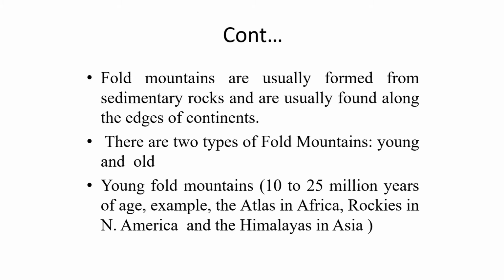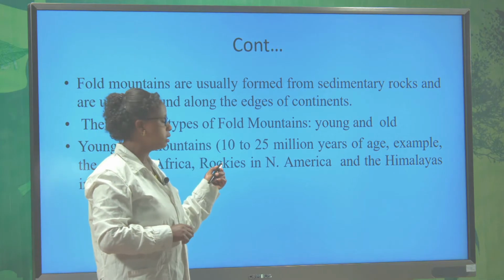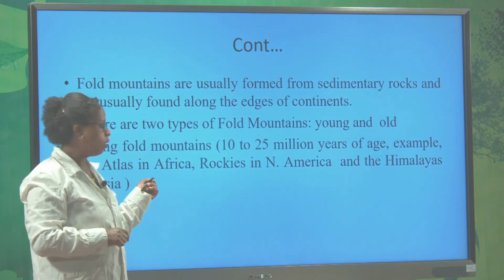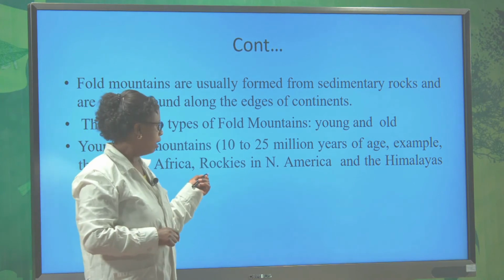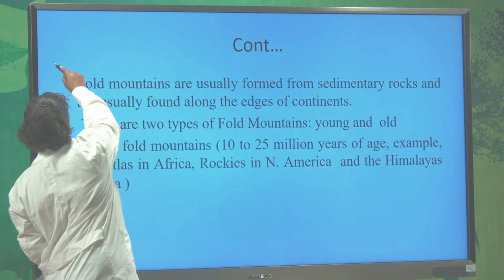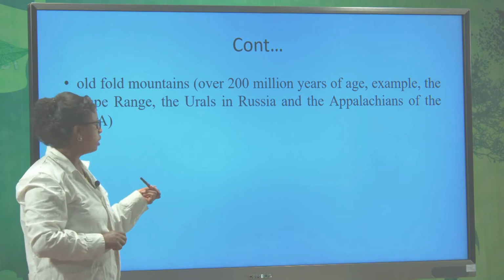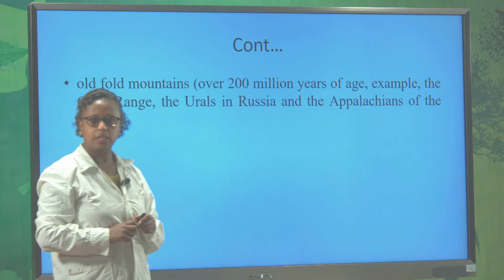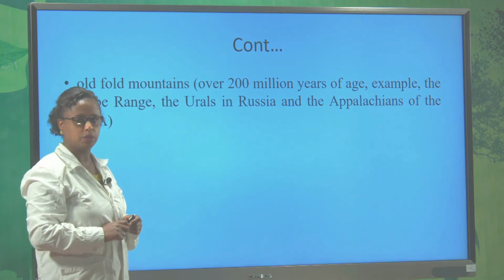Based on their age, there are two different types of fold mountains: young fold mountains and old fold mountains. Young fold mountains, with an age range between 10 to 25 million years, like the Atlas in Africa, especially found in Morocco, the Rockies in North America, and the Himalayas in Asia, are examples of young fold mountains. The old fold mountains, with an age over 200 million years, like the Cape Range, the Urals in Russia, and the Appalachians in the USA, are some examples of old fold mountains.